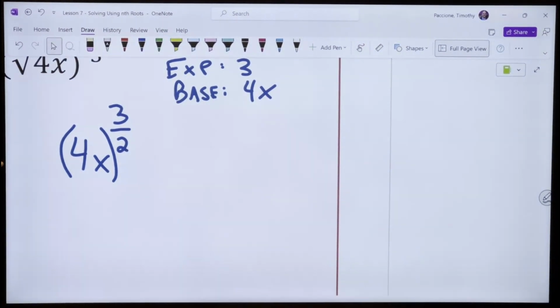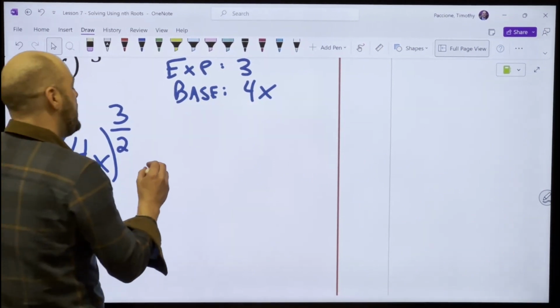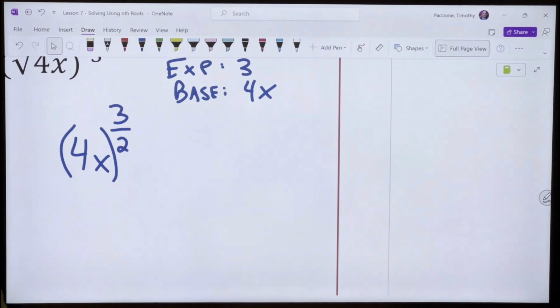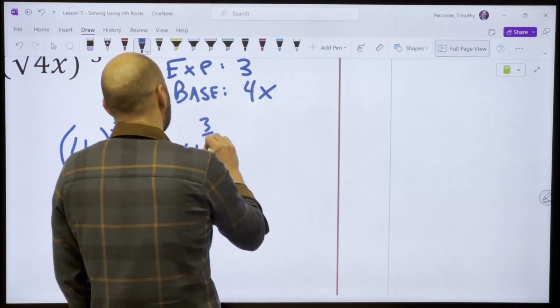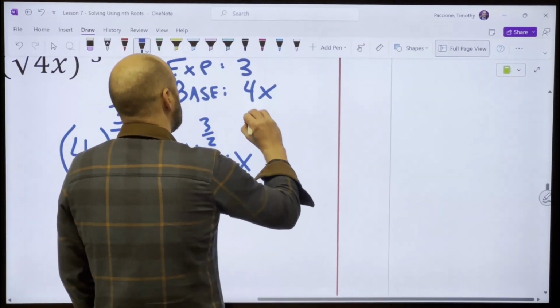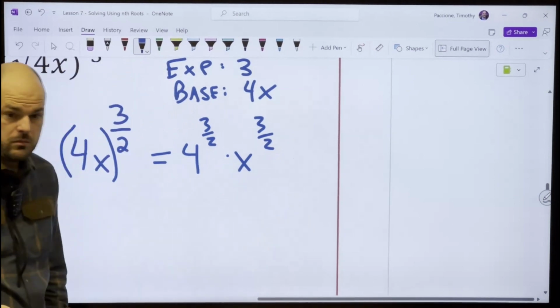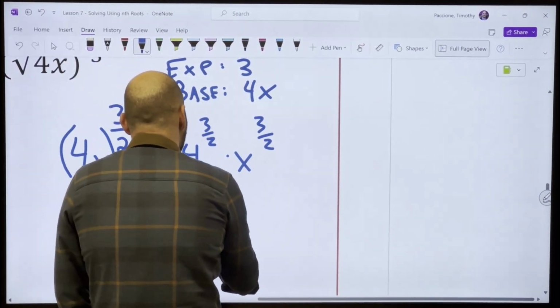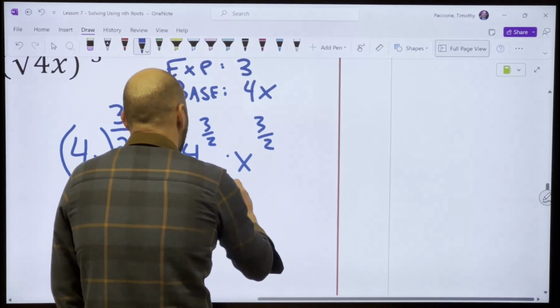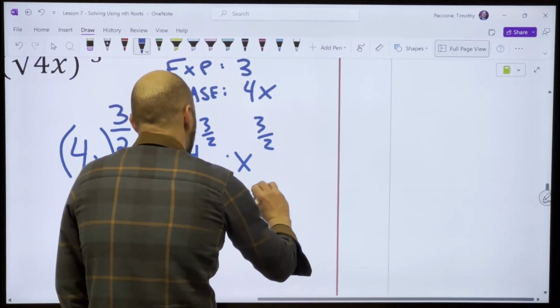You got it. When you raise 2 things in parentheses to a power, it applies to both of them. So you could say that this is 4 to the 3/2 times x to the 3/2. And 4 to the 3/2 we could do. We turn it back into a radical: square root of 4 to the 3rd, x to the 3/2.